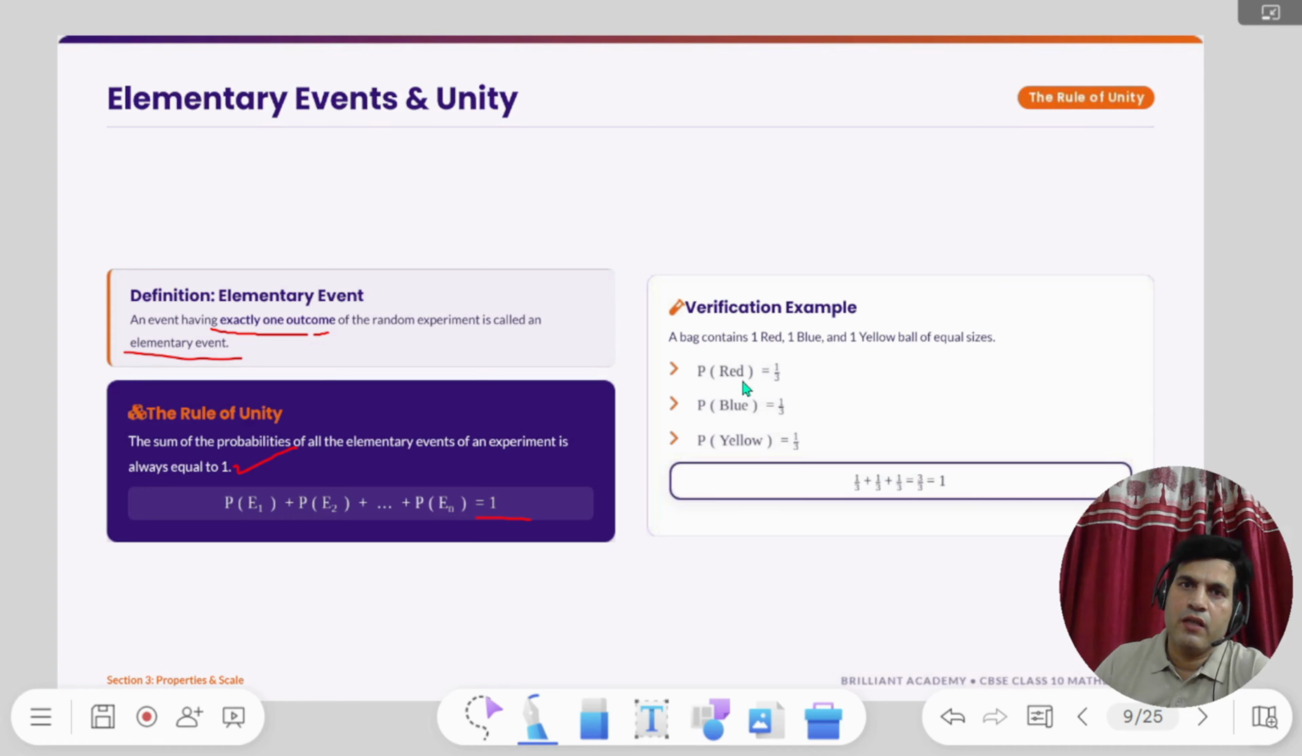Like verification: if there is one red, one blue and one yellow ball in a bag, the probability of red is 1 by 3, probability of blue is 1 by 3, and probability of yellow is 1 by 3. If you add all the probabilities, 1 by 3 plus 1 by 3 plus 1 by 3, that is 3 by 3, and the value will be 1. Okay.